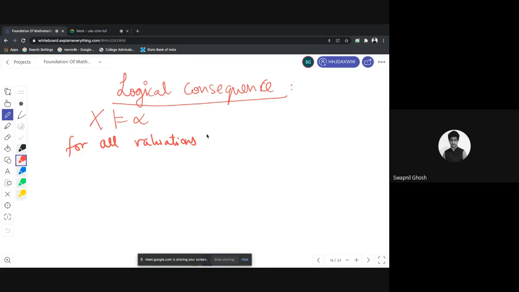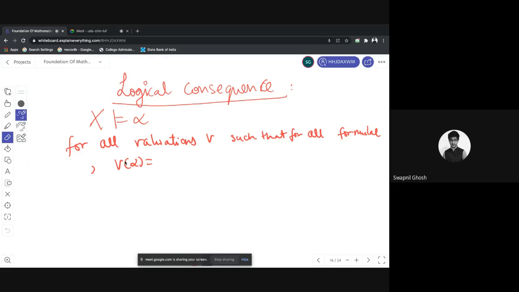Okay. For all valuations v such that for all formulas beta in X, v of beta is true, then v of alpha is true. Which means that if all the statements in this set are true, then alpha is true. If that is the case, whatever valuation we give to the atomic formulas, if all the formulas in X are true, then alpha is true.